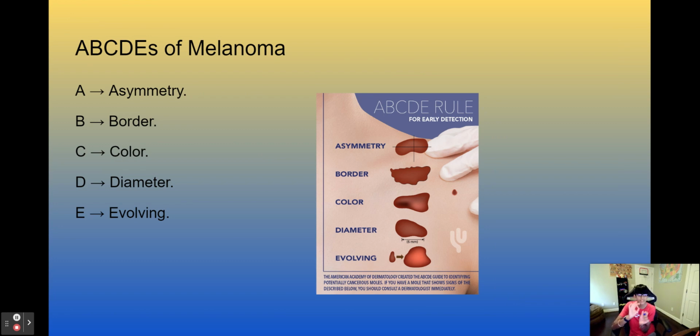So whenever you see a mole or some abnormal looking splotch on your skin, make sure to remember the ABCDEs of melanoma: asymmetry, border, color, diameter, and evolving, because it is very important to catch melanoma early before it can become very fatal.